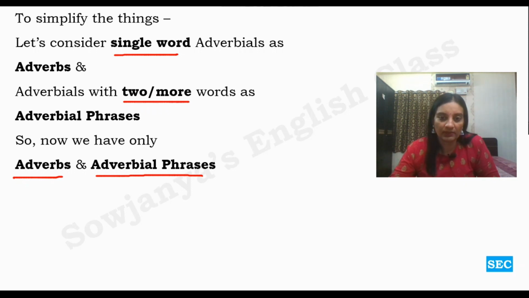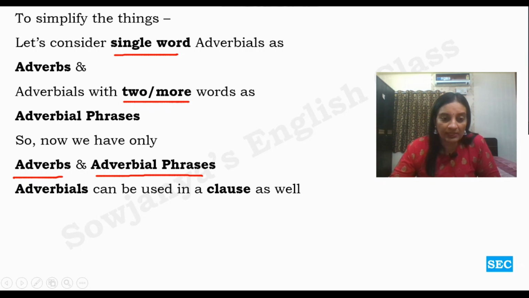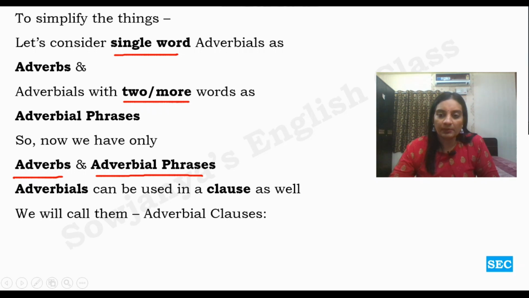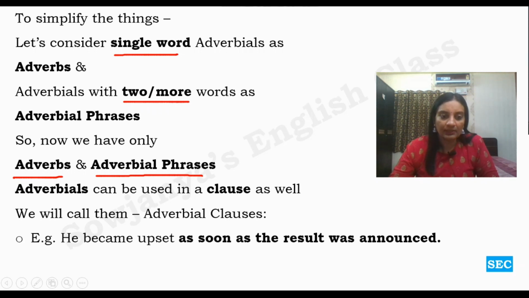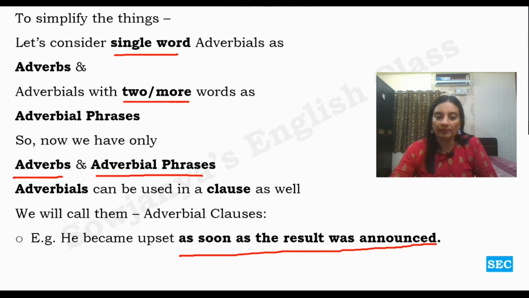There is one more concept called adverbial clause. Let us see what it is. Adverbials can be used in a clause as well. We will call them adverbial clauses. For example, he became upset as soon as the result was announced. So this is our adverbial clause over here. When he became upset? As soon as the result was announced. It tells us about the time of the action. So this is an adverbial clause.